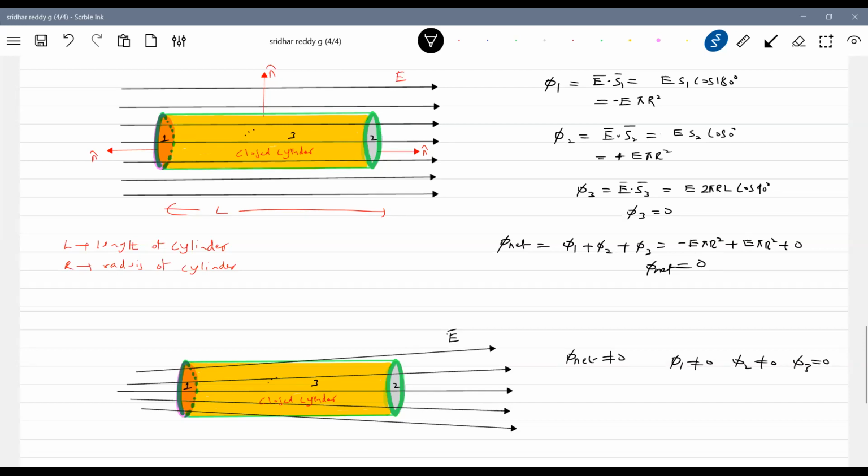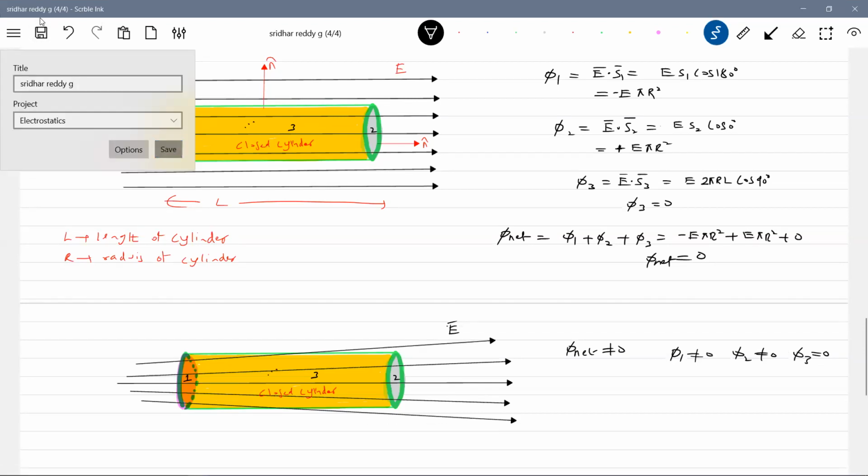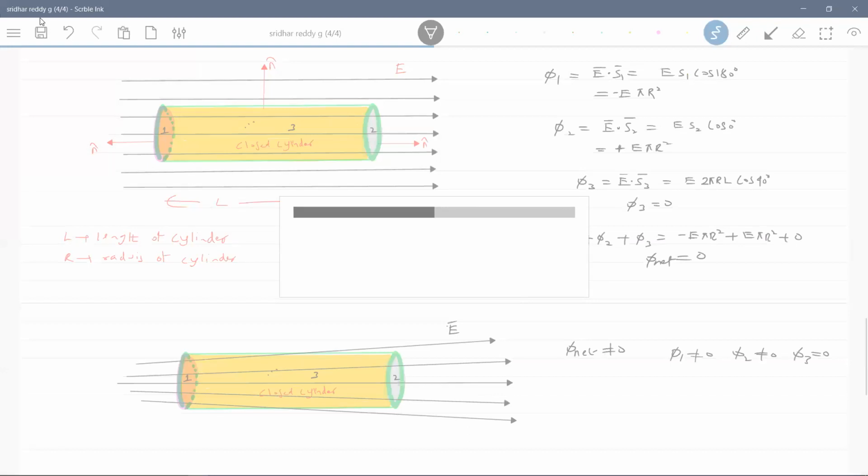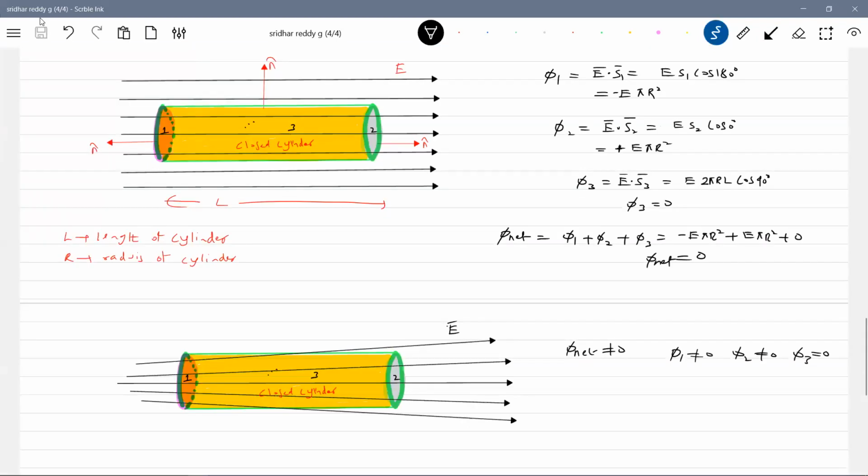Can we calculate that? We need some information. If they give more information regarding the direction of the field and how its magnitude varies, we can find out mathematically. But diagrammatically, I can just say that the net flux will be non-zero.